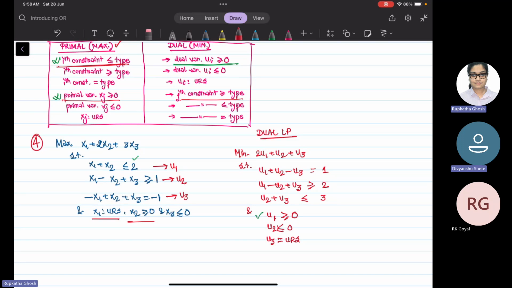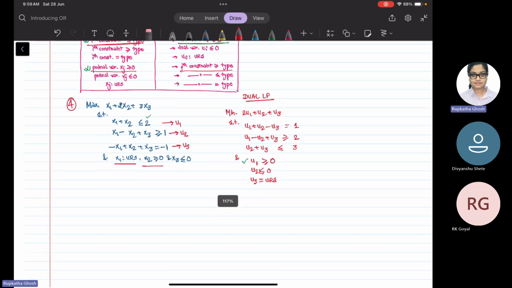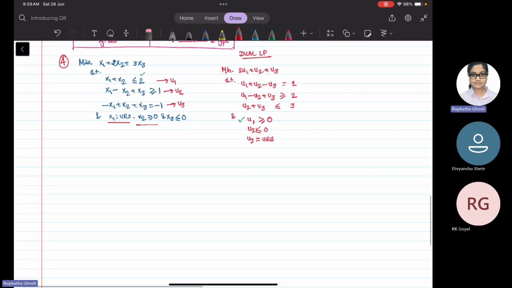Is it clear, Divyanshu? So your constraints define the signs of the dual variables, and your primal non-negativity clauses define the dual constraints. If your primal variable is greater than equal to 0, your corresponding dual constraint is also greater than equal to type, provided your primal is a max. Now we will solve a different type of question, where your primal is a min.